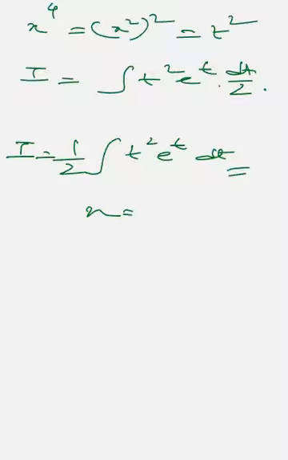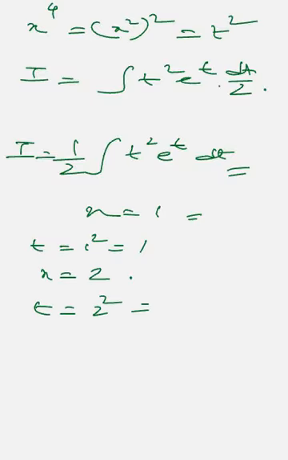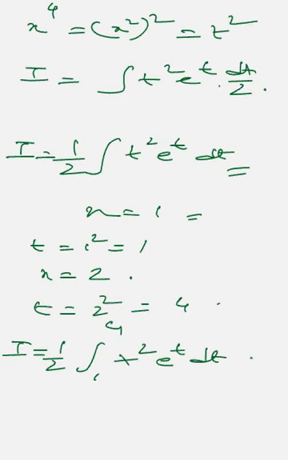When x = 1, t is equal to what? 1 squared, that is 1. When x = 2, t is what? 2 squared, that is 4. So the new integral becomes I = half of the integral from 1 to 4 of t^2 e^t dt. Okay, now solve this integration.